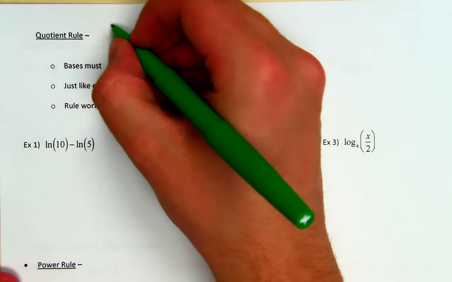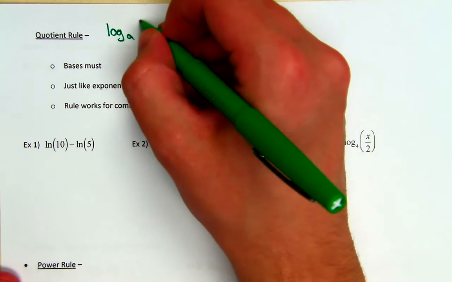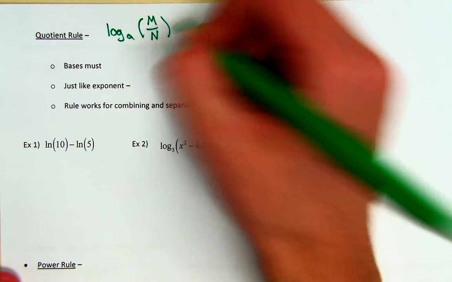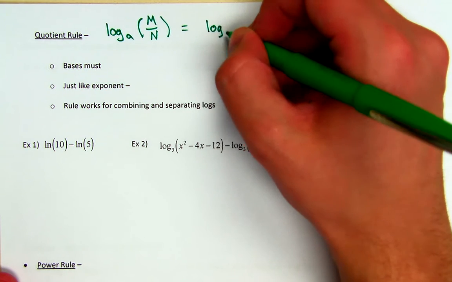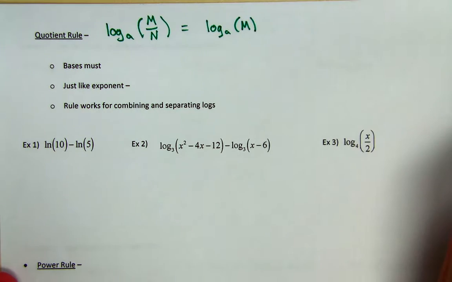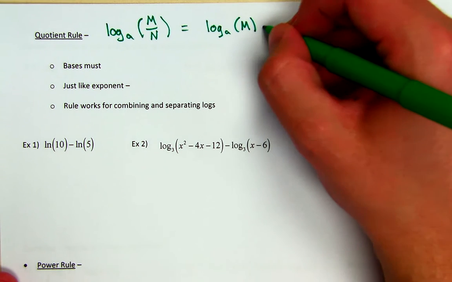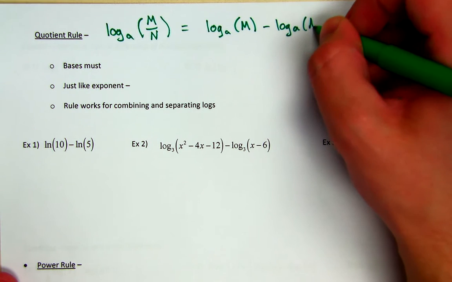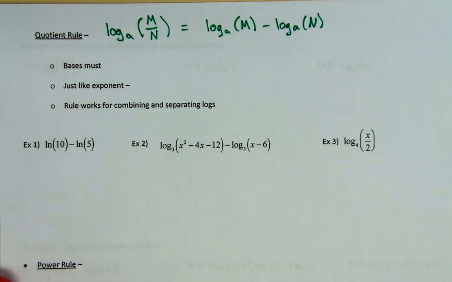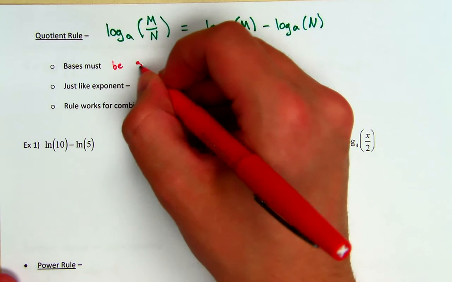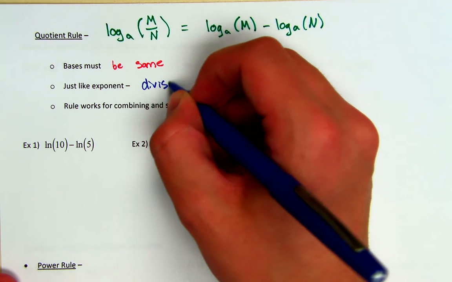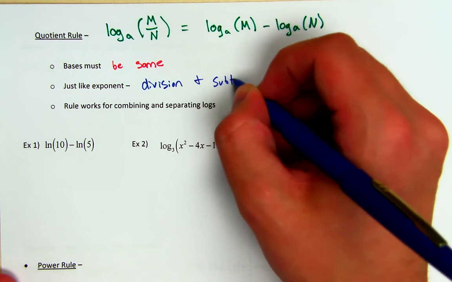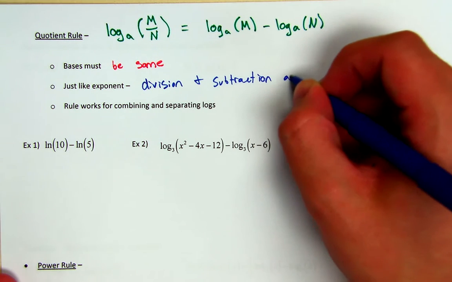So this states if I have a log base a of a quotient, so m divided by n, well, just like exponents, you should see that this is actually going to become log base a of m, and we're going to subtract log base a of n. So once again, bases must be the same. Just like exponents, division and subtraction are paired together.